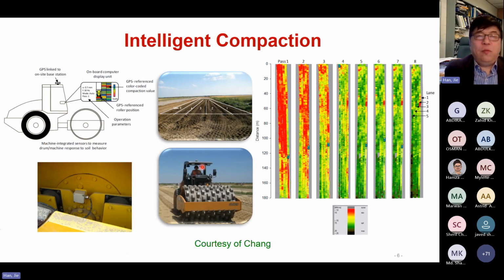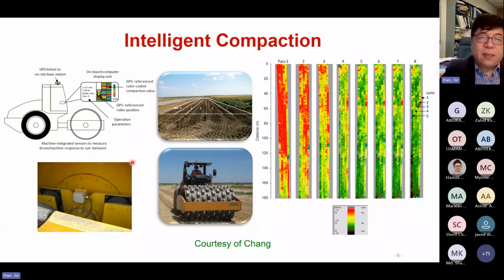The one thing I want to share with you regarding the intelligent compaction, that Professor Kashwani mentioned earlier on, is smart technology. In the past, when we do the compaction, typically we count the number of passes, and after reaching the number of passes, you go do some kind of density test at very few points to make sure that you achieve the density.